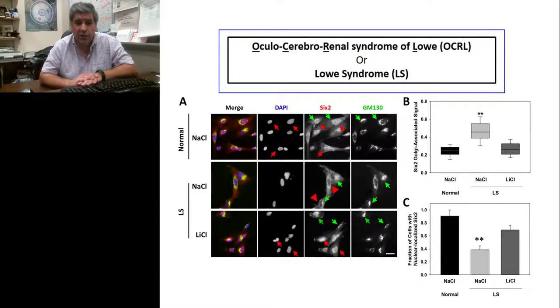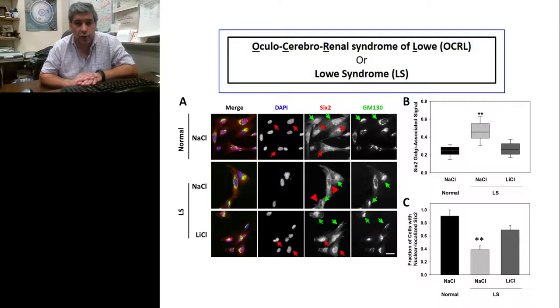But something very interesting that we've seen when we induce the differentiation of these iPSC cells into renal cells is that the very important transcription factor called 6-2, that as any transcription factor, relocalizes to the nucleus. And you can see that in the upper row. I ask you to focus on the upper row of images that you see on the third column. You can see 6-2 labeled in red, and it's showing its localization in the nucleus.